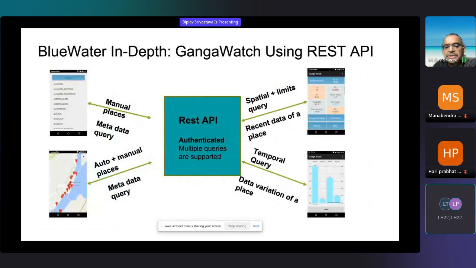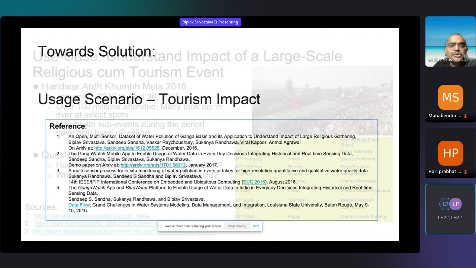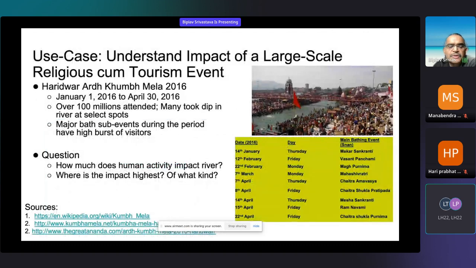So I will not go into the details of the blue water, but go directly into the actual use case and the AI methods. So the first method I'm going to talk about is trying to assess tourism impact using water data. Okay, so if you know about Kumbh Mela, this is something which happens in different places around the country at different times. The specific work we talked about was the Haridwar Ardh Kumbh, which was around 2016.